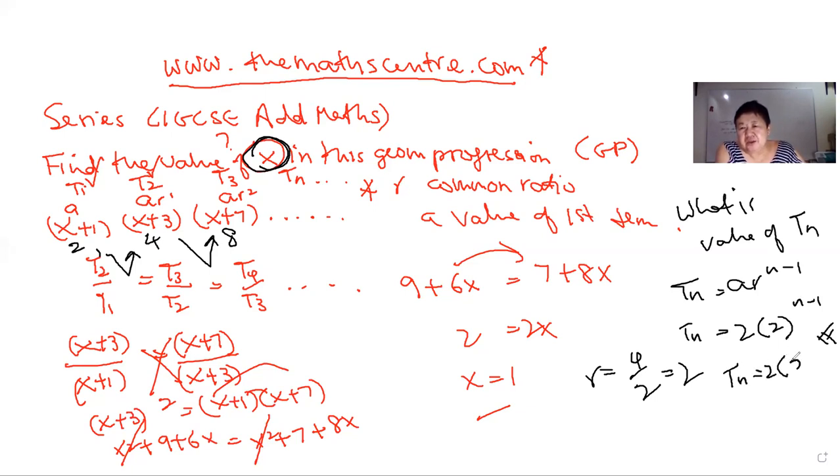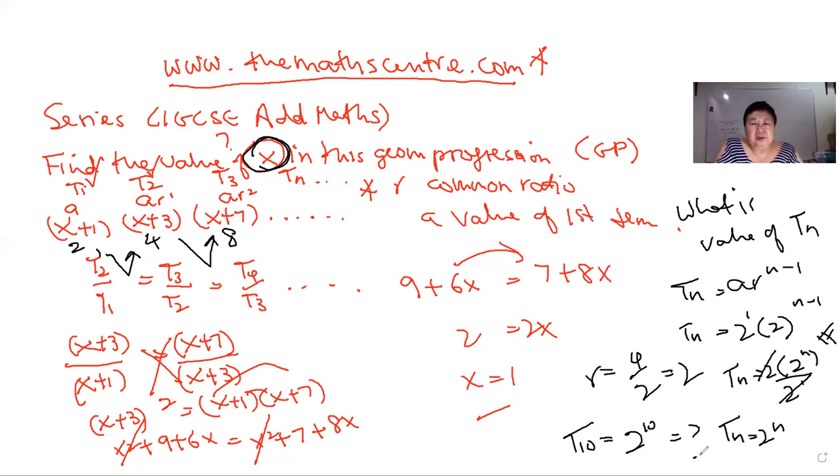2 to the power of n minus 1 means 2 to the power n over 2 to the power 1. Right? Which you also know as 2 to the power of 1 plus n minus 1. So the 1 and minus 1 knock each other out. Tn equals 2 to the power of n. So T10, what's the value of T10? It will be 2 to the power of 10, which you take your calculator and get a huge number.